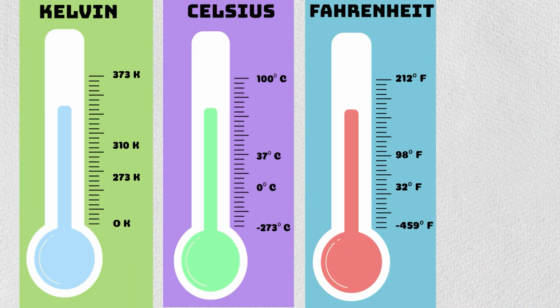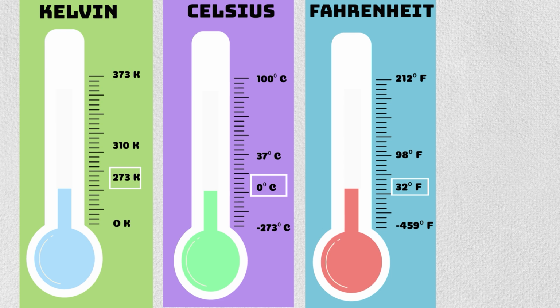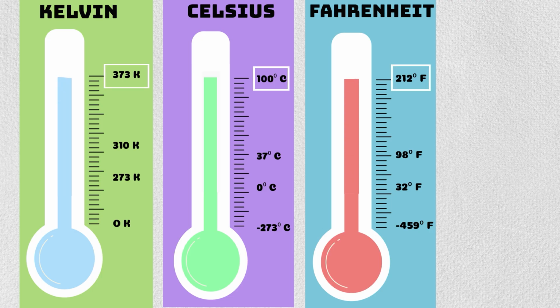So here's the fun part. The same water, 3 scales. At freezing, 0 degrees Celsius, 32 degrees Fahrenheit, 273 Kelvin. At boiling, 100 degrees Celsius, 212 degrees Fahrenheit or 373 Kelvin. Different numbers, same temperature. It's like 3 languages describing the same idea. Celsius is the everyday choice, Fahrenheit is common in places like America, and Kelvin is the universal scientific choice.